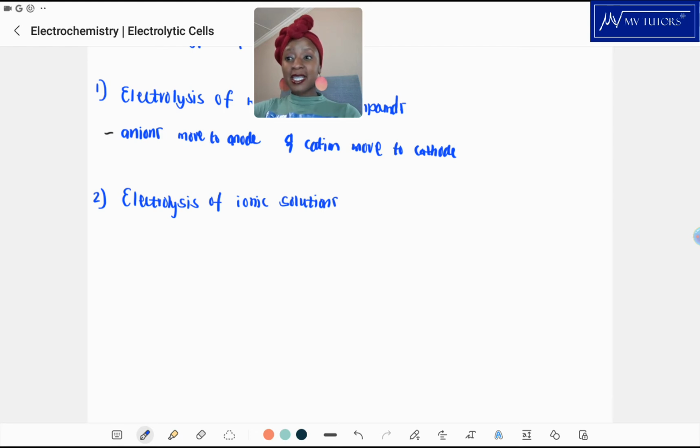For the electrolysis of ionic solutions, we're going to need the table of standard reduction potentials. I'll get it out and we'll also talk about that.